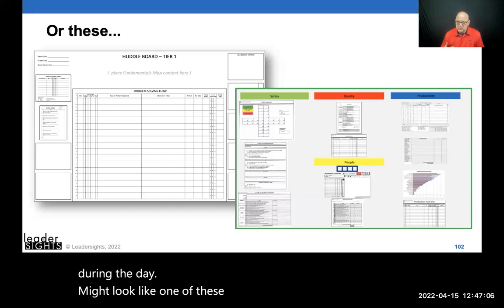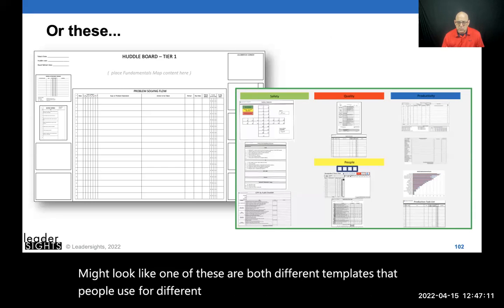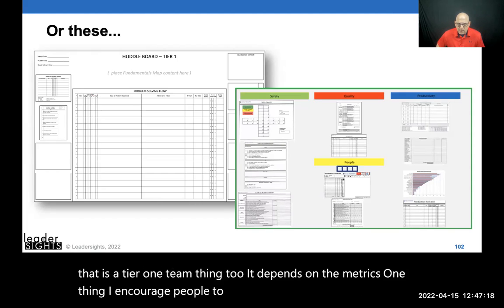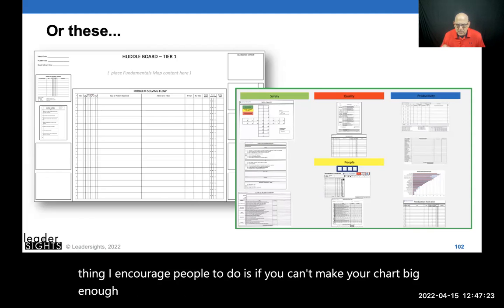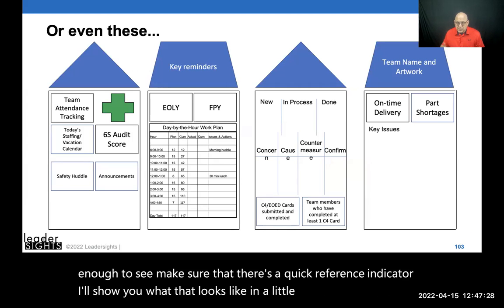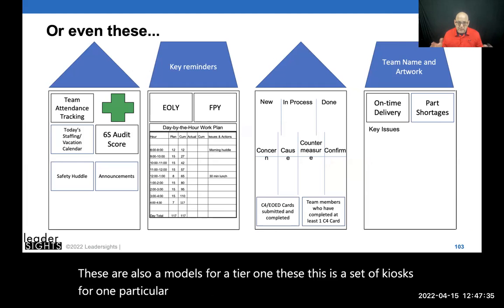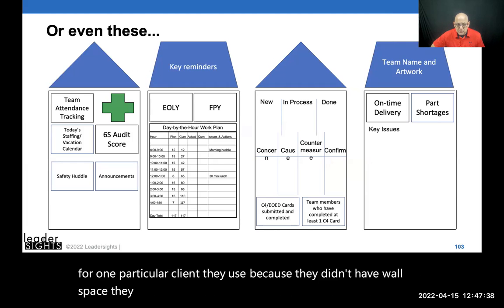It might look like one of these. These are both different templates that people use for different boards. There's a huddle board at tier 1. That is a tier 1 team thing too. It depends on the metrics. One thing I encourage people to do is if you can't make your chart big enough to see, make sure that there's a quick reference indicator. I'll show you what that looks like in a little bit. These are also models for a tier 1. This is a set of kiosks for one particular client. Because they didn't have wall space, they put their information on these keyboards. Worked great.